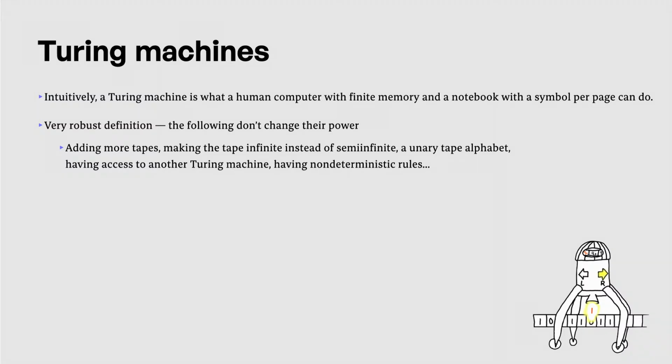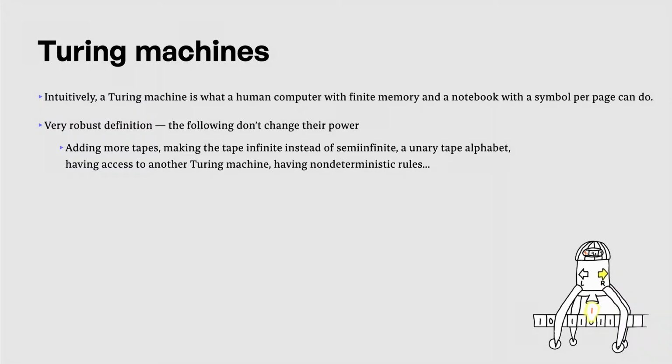Now, this definition is very robust in contrast to others of weaker machines that we will see later. For instance, the following modifications do not change the power. What is the power? The power is the type of languages they accept. I will go there in a minute. A Turing machine accepts a certain kind of language. It's called a recursively enumerable language. And now the following modifications or add-ons do not change this capability.